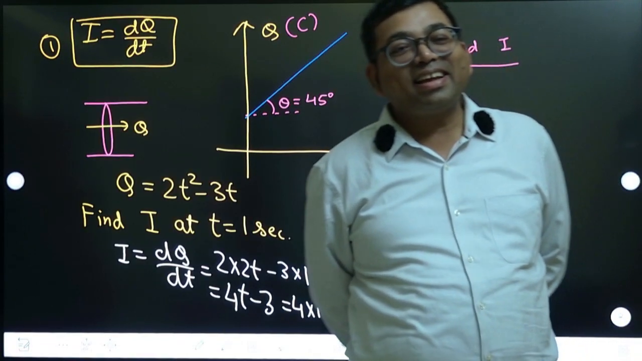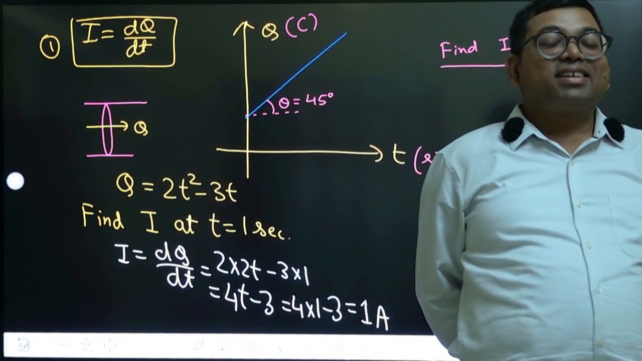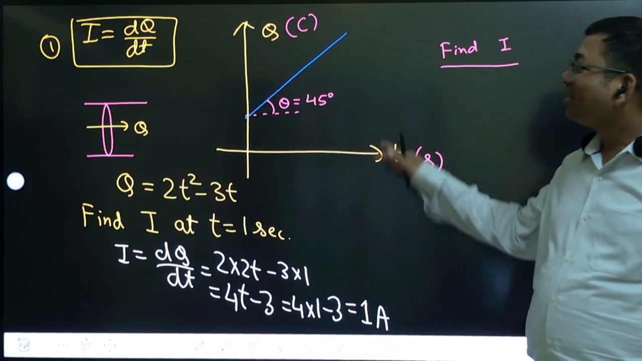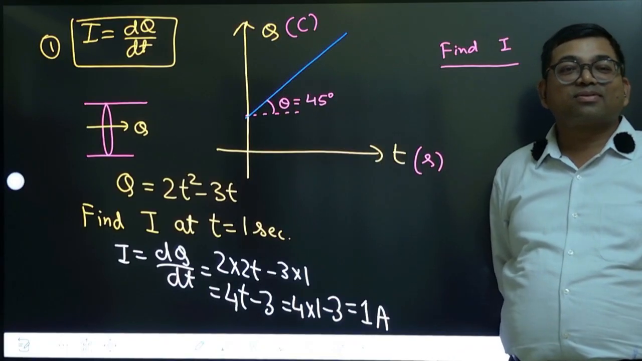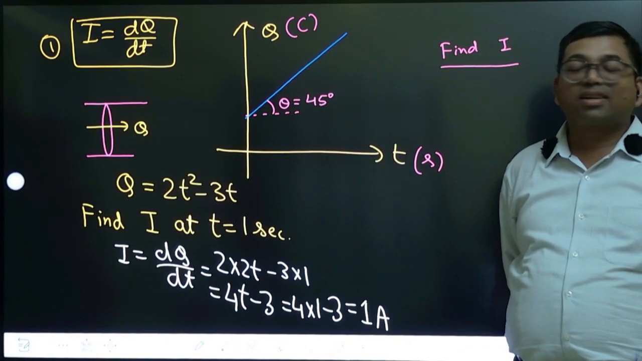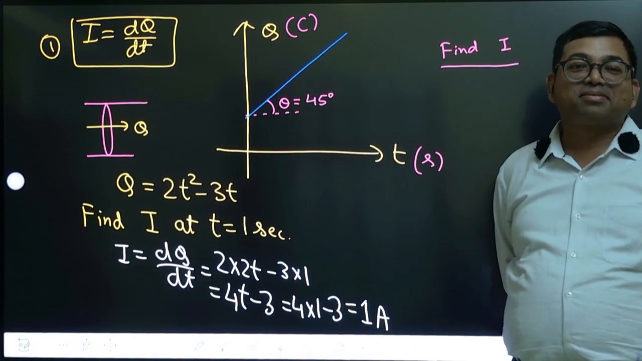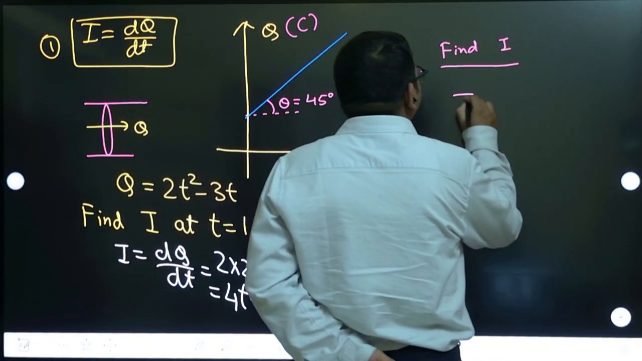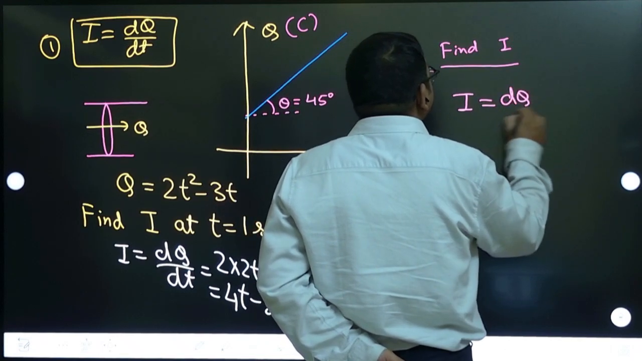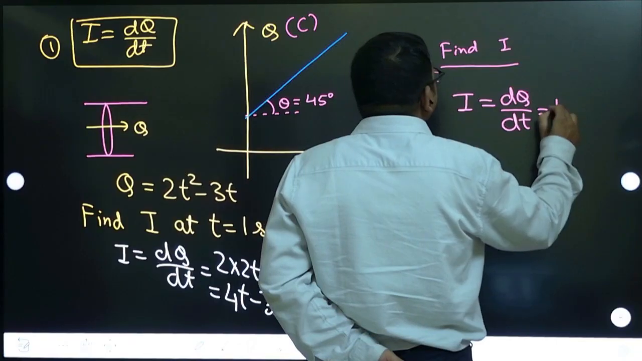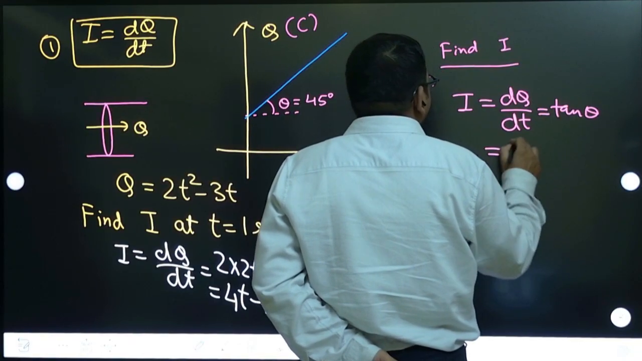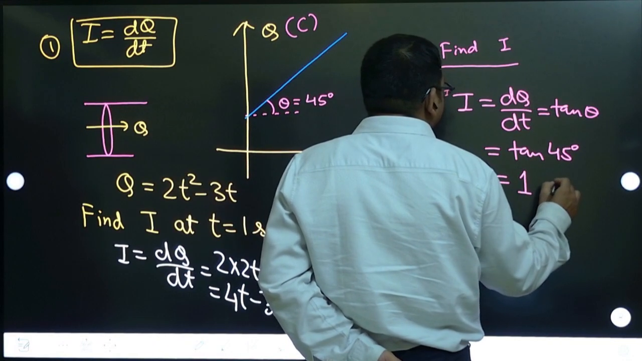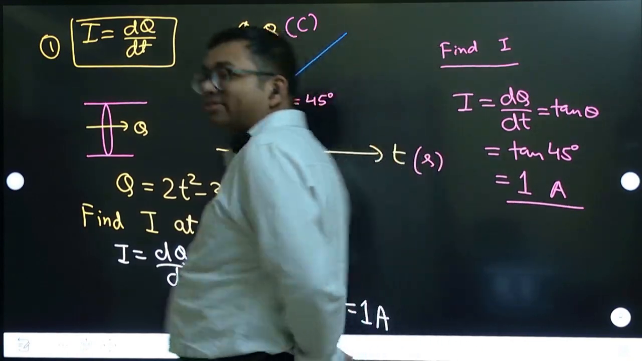No, no, no. Area is integration. Area is integration. What is differentiation? Slope. What is the slope of this line? How much is tan theta? Then that is the answer, no? So I is equal to dq by dt, which is tan theta. Here tan 45 degree, that is 1 SI unit ampere. That is the answer.